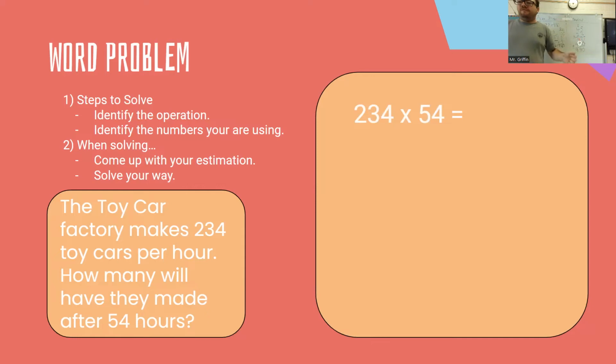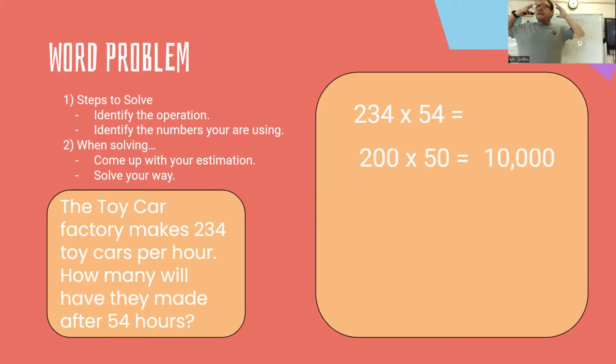234 times 54. My estimate, of course, I round both of my numbers to the nearest tens place. 200 times 50, that is 10,000. So I should be looking for something around 10,000. Okay, so remember with estimates, it's not the exact answer, but just kind of get our brains prepared for what we're going to experience.